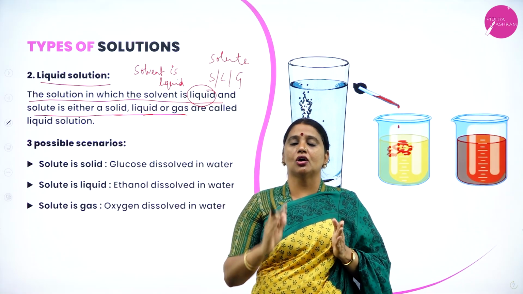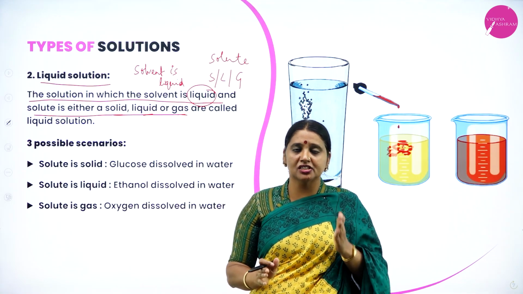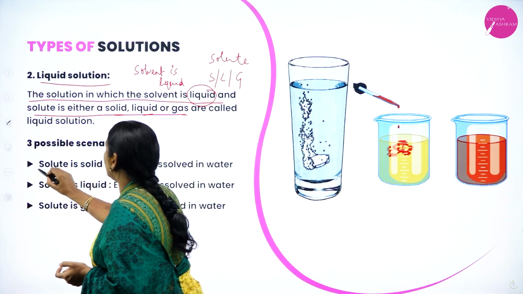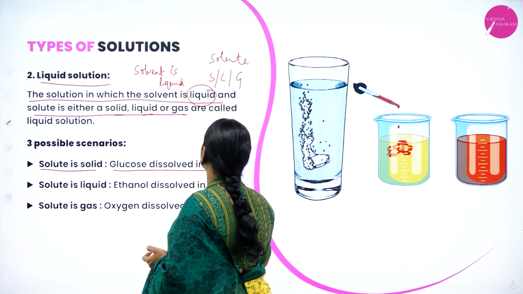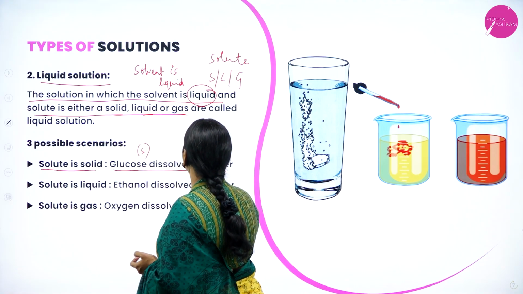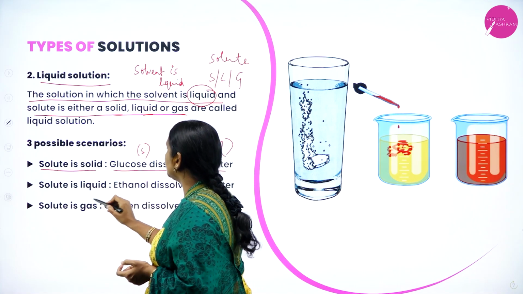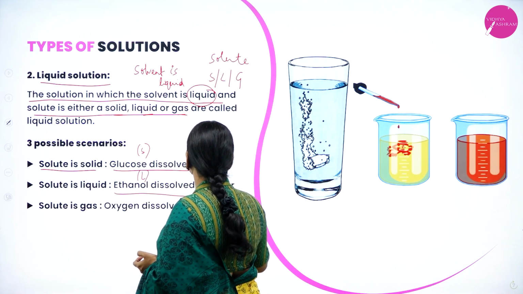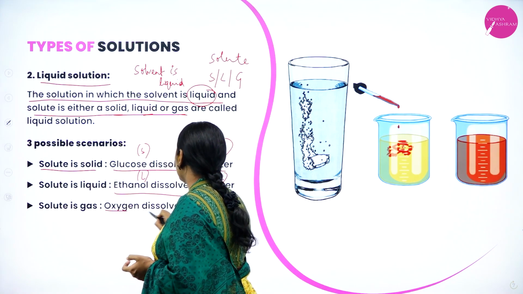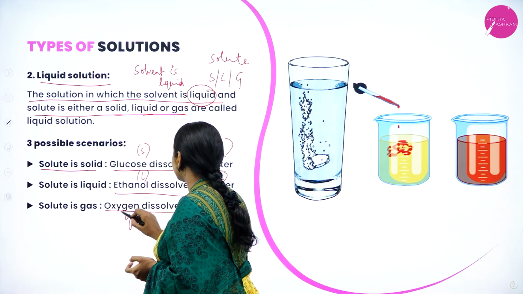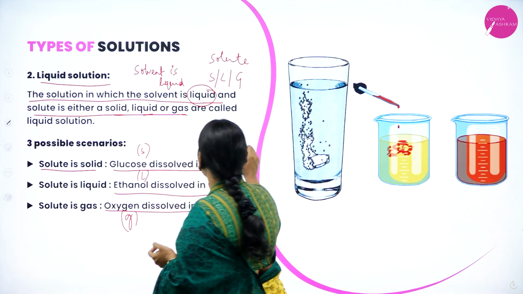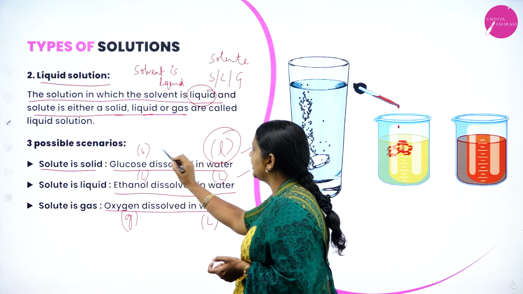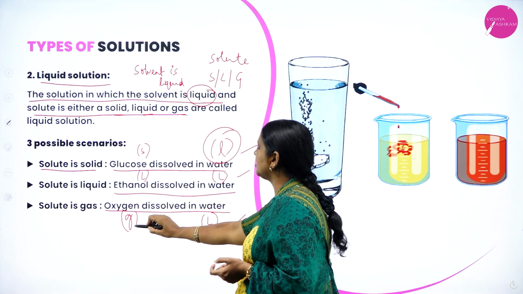Observe, my student, always the solvent is liquid. I am changing only the solute. The first one, solid in liquid: glucose is dissolved in water. Glucose is solid, water is liquid. Solute is liquid: ethanol is dissolved in water. This is liquid and this is also liquid. Solute is gas: oxygen dissolved in water. Oxygen is gas, water is liquid. Observe here, all the three are liquids. Here I dissolved solid, here liquid, here gas.